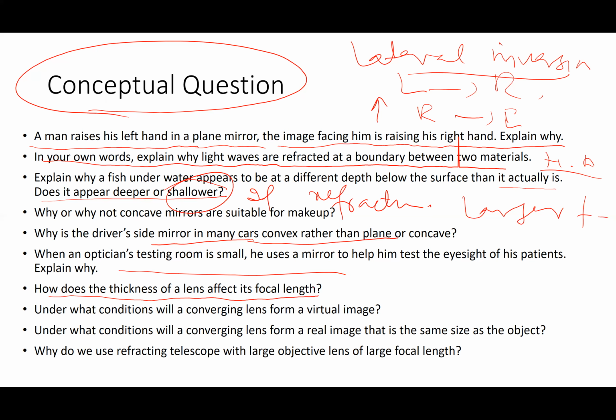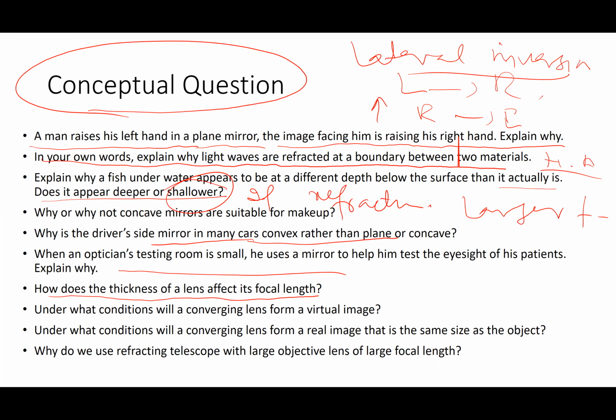How does the thickness of a lens affect its focal length? Students, you can answer this question: higher angles of curvature lead to shorter focal length due to the fact that light waves are refracted at a greater angle with respect to the optical axis of the lens.